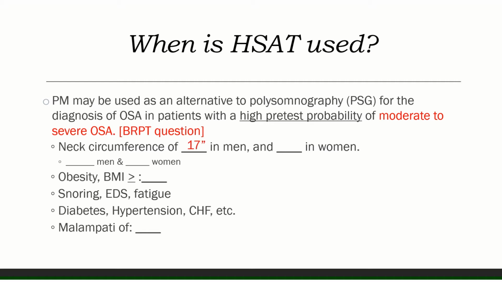All right, so a neck circumference of 17 inches in men and 16 inches in women. So how many centimeters do you think in men and women? 40 for both. Obesity is defined as a BMI of at least what? 30. A Mallampati of at least what is considered suggestive of OSA? 4.